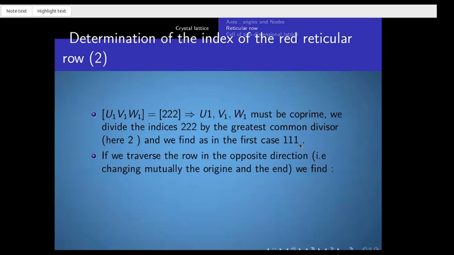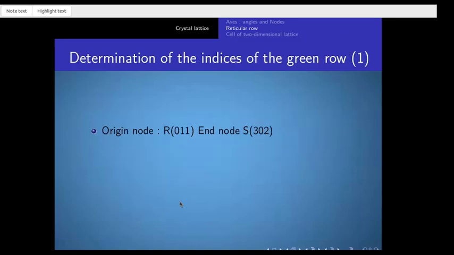If we traverse the row in the opposite direction, in other words, by exchanging the origin and the end, we take the origin as end and the end as origin, we find U1, V1, W1 equals minus 1, minus 1, minus 1, and we read 1 bar, 1 bar, 1 bar. And in the second case, U1, V1, W1 equals 2 bar, 2 bar, 2 bar, that is minus 2, minus 2, minus 2.